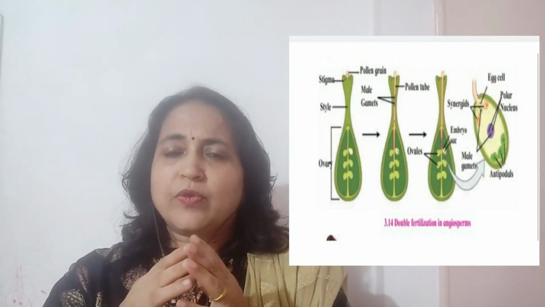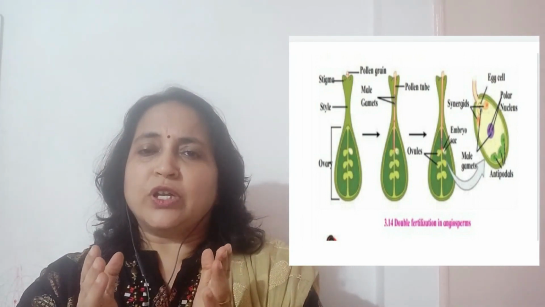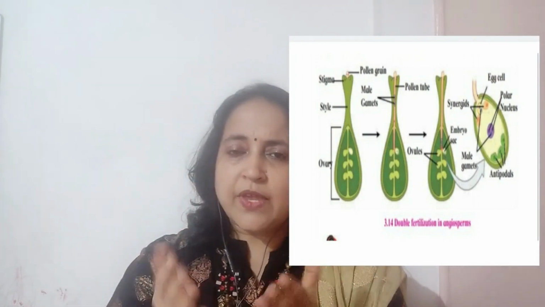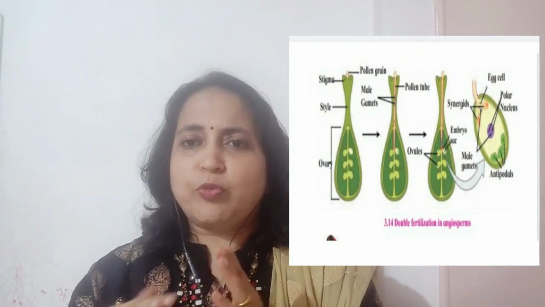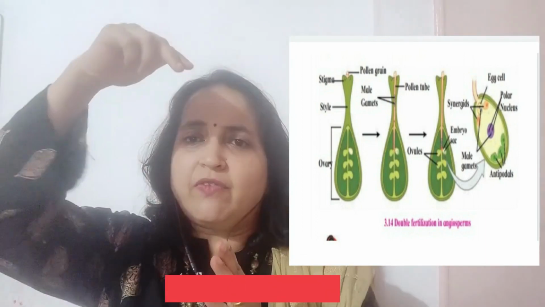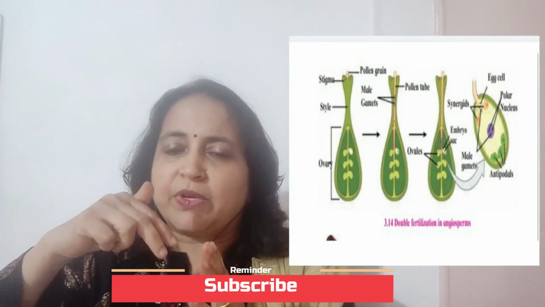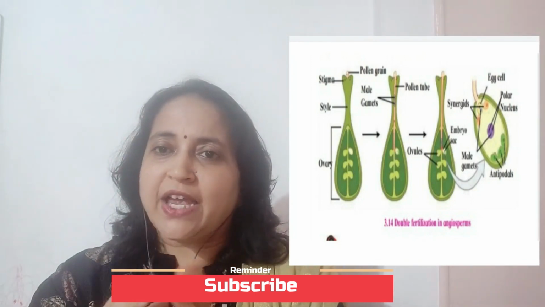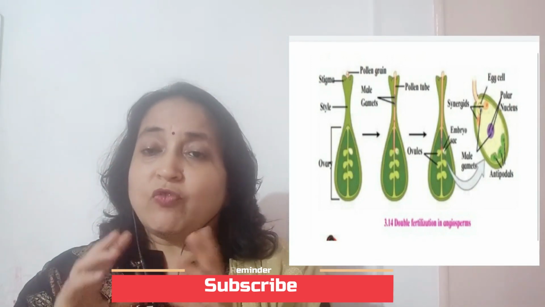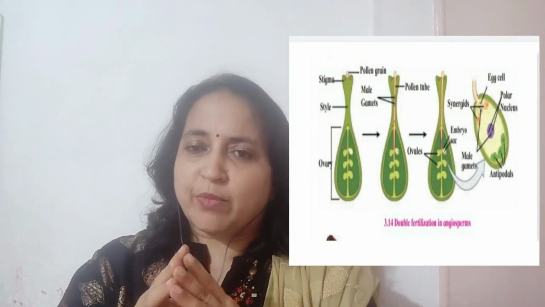Okay, now see the structure of the ovule. In each ovule there is an embryo sac which consists of one egg cell and two polar nuclei. Whenever germination of the pollen grain takes place, the pollen tube reaches the ovule via the style. Within each pollen tube there are two male gametes.